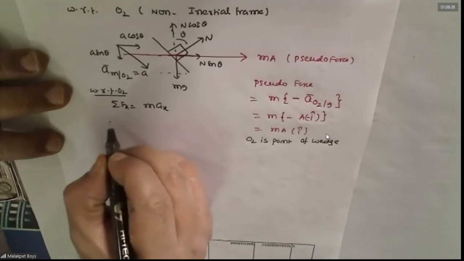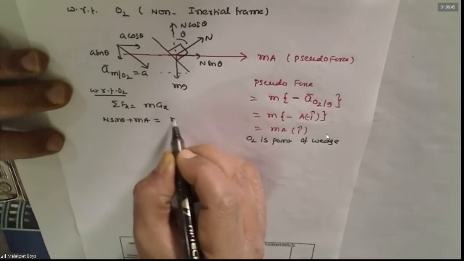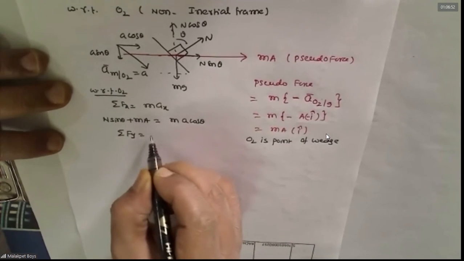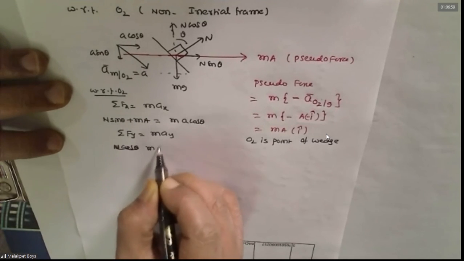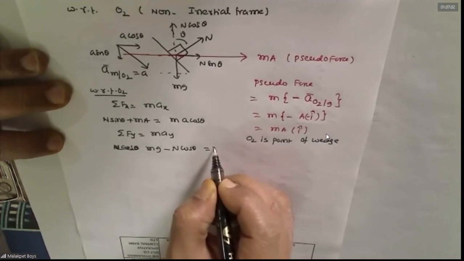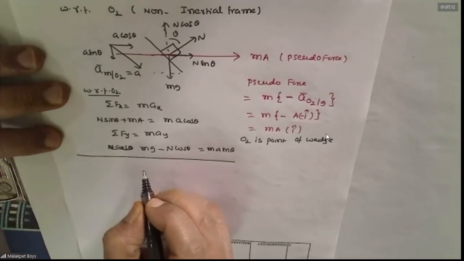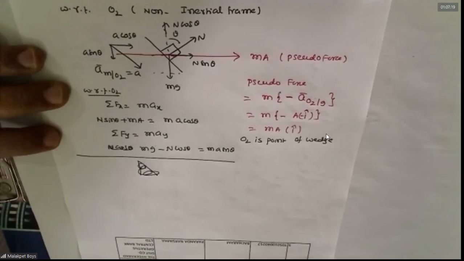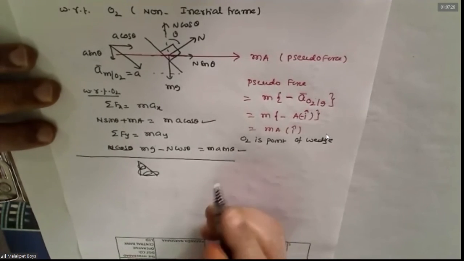So now you can see that n sin theta plus pseudo force is mass into what you got, a cos theta. Sigma F, you got n cos theta, mg minus n cos theta equals m a sin theta. Now follow this. So now you have the block. Any doubt here? No, sir.